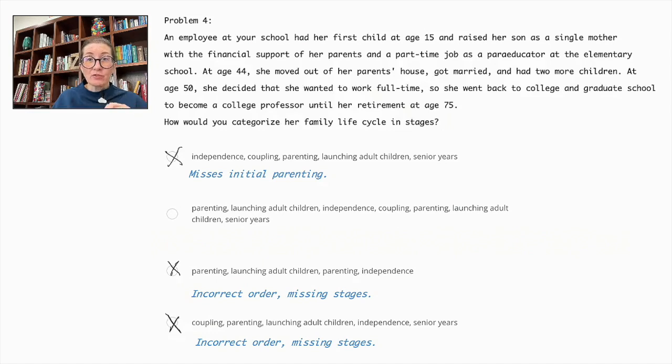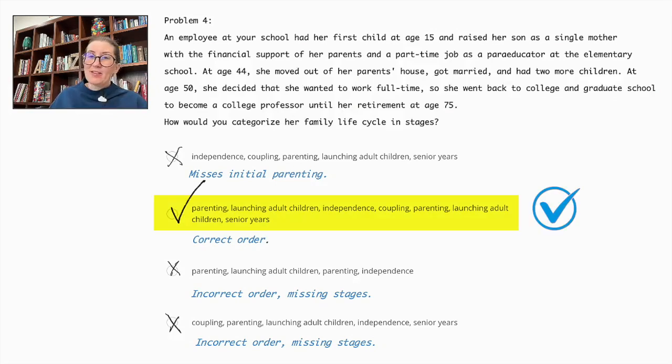The correct categorization is the second sequence, as it correctly follows the stages in the order they occurred. Therefore, this is the correct answer.